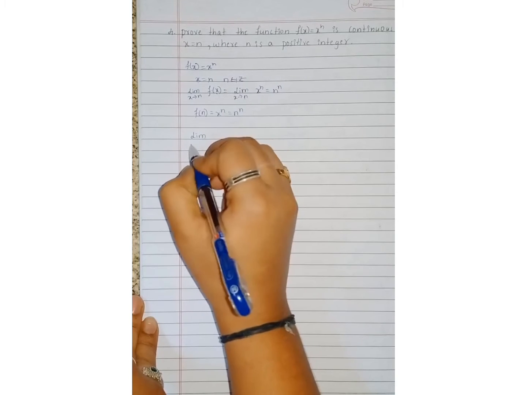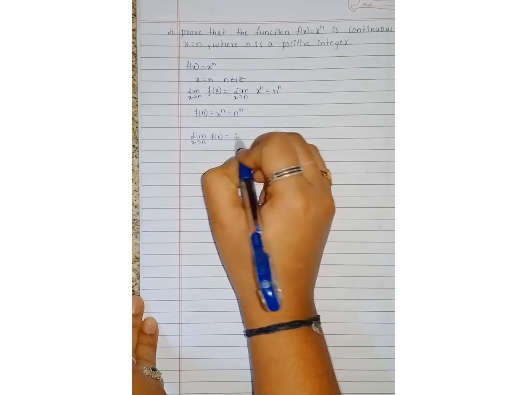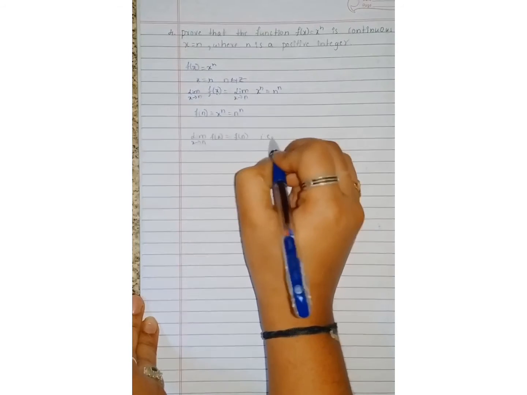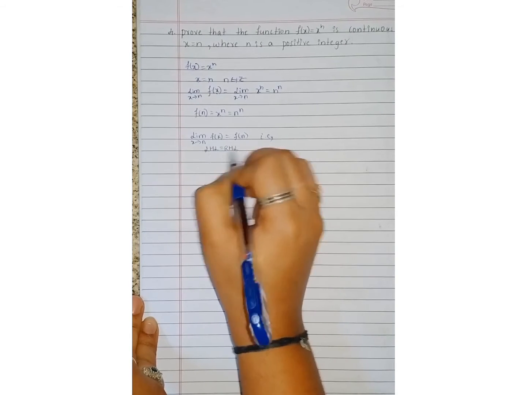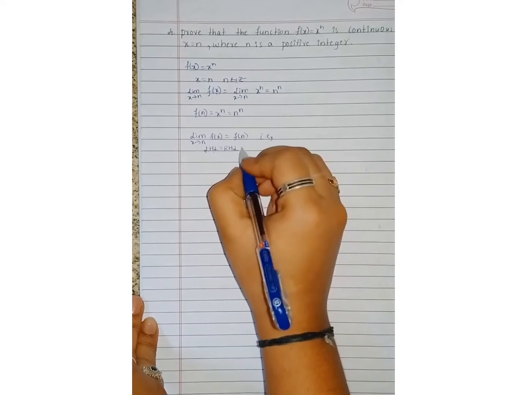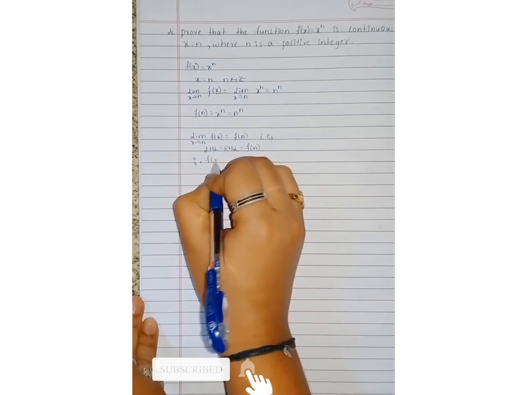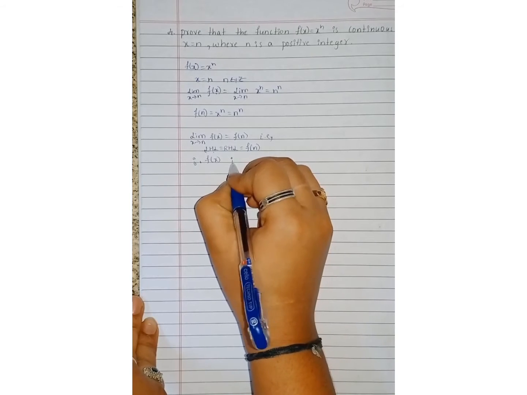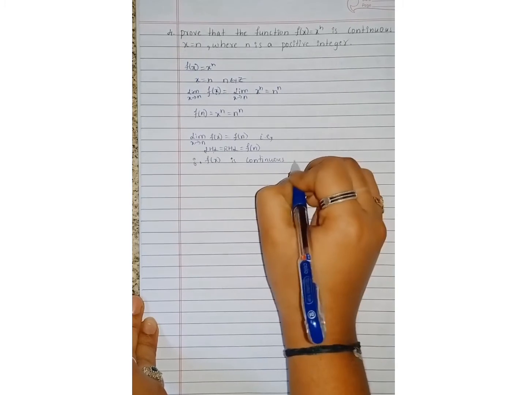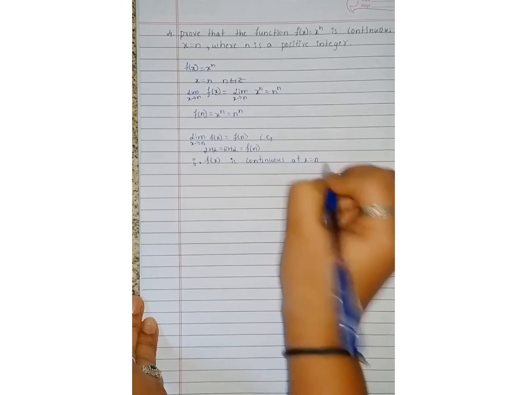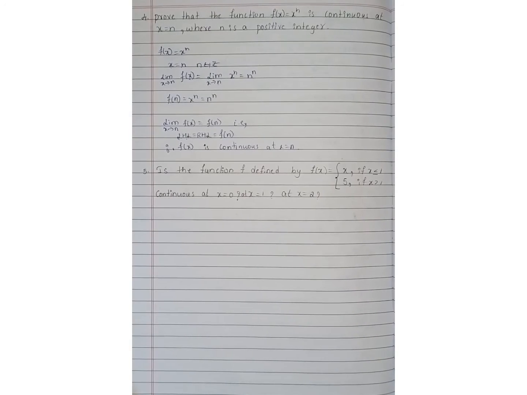Here, limit x tending to n, f of x is equal to f of n. That is, the right hand limit is equal to the left hand limit, is equal to f of n. Therefore, function f of x is continuous at x is equal to n. Okay. This is the solution of the fourth problem. Now let's see the fifth problem.